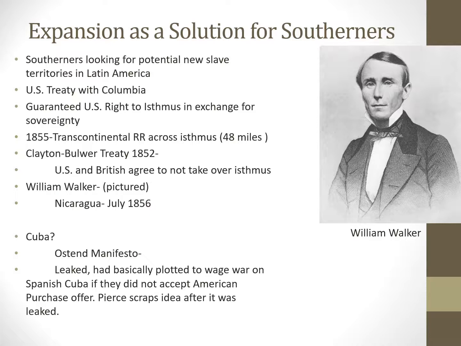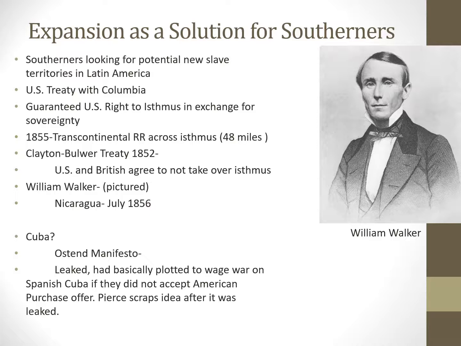However, Southerners in the 50s, because of this limitation of new possible slave states, went to great lengths to find potential new slave territories. The United States was very deeply involved in Central America. We had obtained a treaty with Colombia that guaranteed us the right to use the isthmus to develop a transcontinental railroad line across the isthmus, which wasn't long. It's 48 miles. This is basically where the Panama Canal was built.